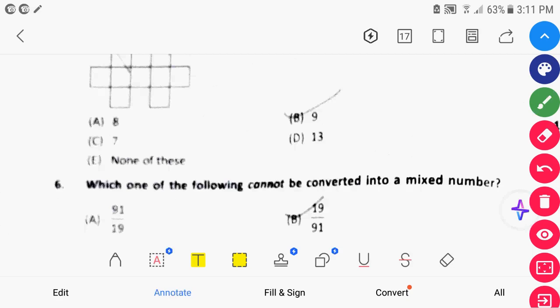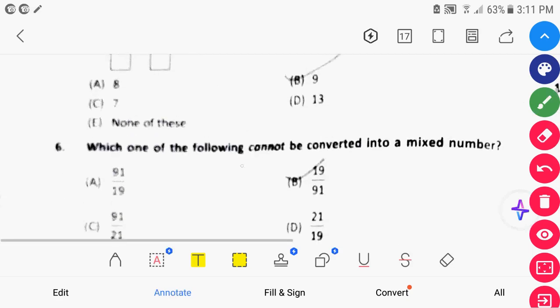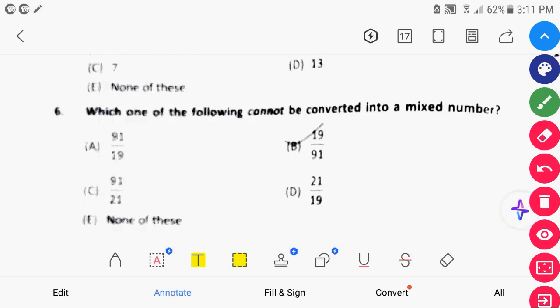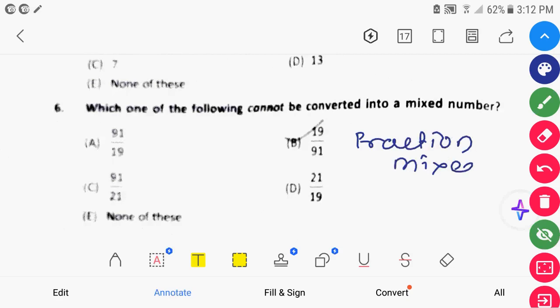Now, which one of the following cannot be converted into a mixed number? Now see, my son already ticked the answers. Maybe it is correct or not, but we will check. We know how we convert a fraction into a mixed fraction. But when we convert a fraction into a mixed fraction, that fraction should be an improper fraction.